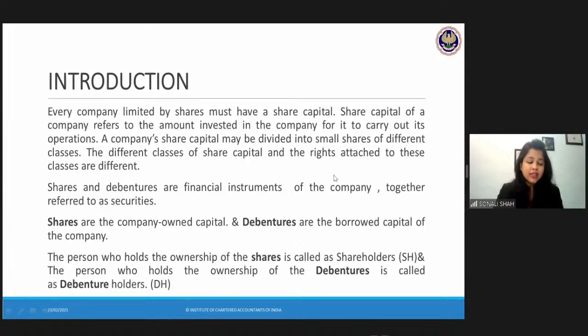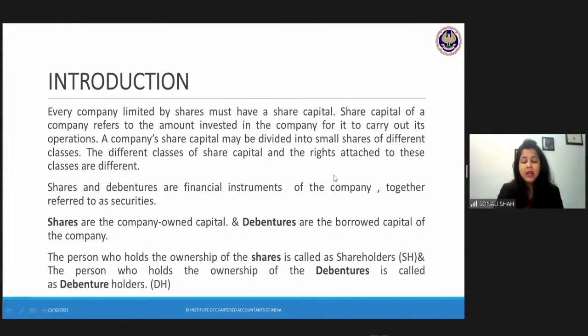This is what we understand from the structure, right? A private company needs at least 2 members and a public company needs at least 7 members. This is something we already know. So what happens? The share capital as a whole is divided into small chunks, the smallest unit. This smallest unit is called a share.